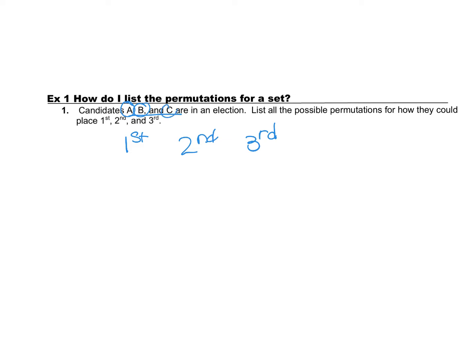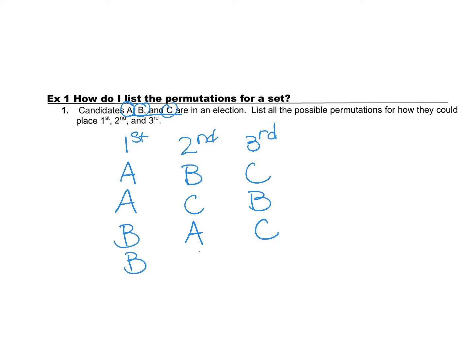First of all, A could get first place, B could get second place, and C could get third place. Then we could still have A in first place, but switch around so C is second place and B is third place. Now maybe B is our first place winner, then A second place, and then C. Then if B is still first place, we'd have B, then C, and then A in third place.